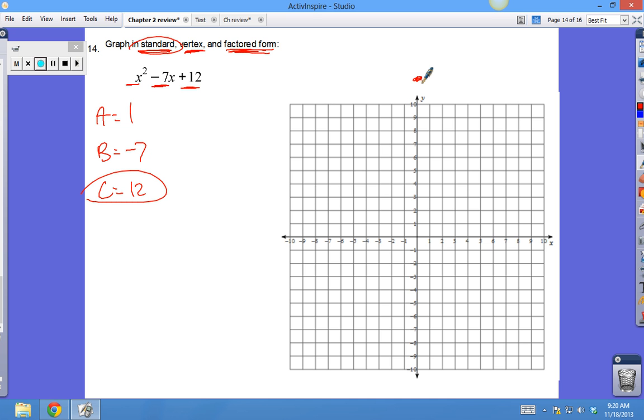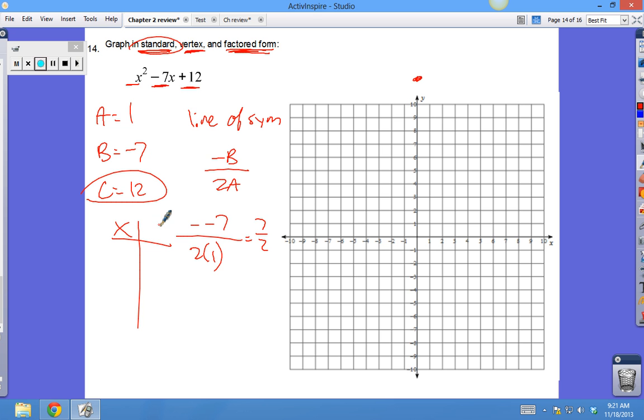And I know my line of symmetry, or my axis of symmetry, is this, negative b divided by 2a. So it's going to be negative negative 7 divided by 2 times 1. And that is going to be some rational number. It's not a whole number. So it's 7 divided by 2. It is 3.5. Alright, so on my table, my rational number, 3.5. I'm going to go over 3.5, so that's at least an easy rational number. This is my axis of symmetry.